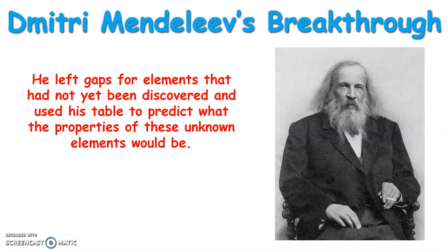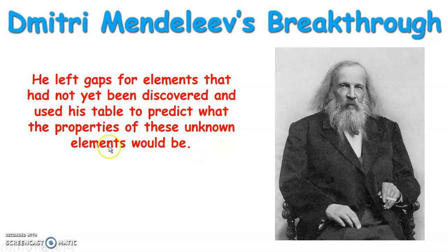I'm not saying that's all you should write, but if your mind goes blank and that's all you remember about Mendeleev, he left gaps for elements that had not yet been discovered. So he acknowledged that up to that point we had discovered a certain number, but there were probably still elements out there that had not been discovered.